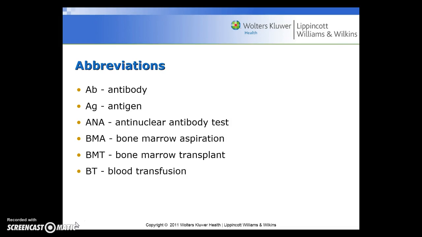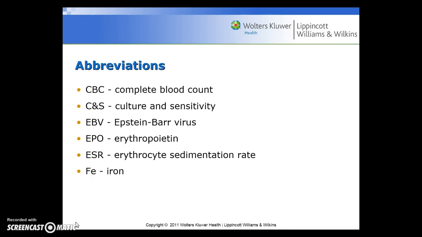ANA for anti-nuclear antibody test, BMA for bone marrow aspiration, BMT for bone marrow transplant, BT for blood transfusion, CBC for complete blood count. We went into that in great detail. C and S for culture and sensitivity.